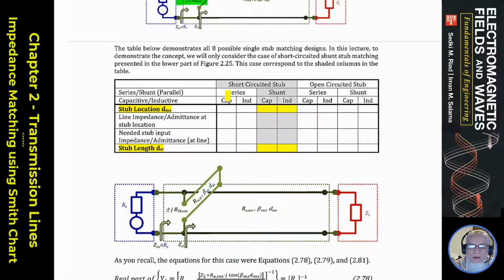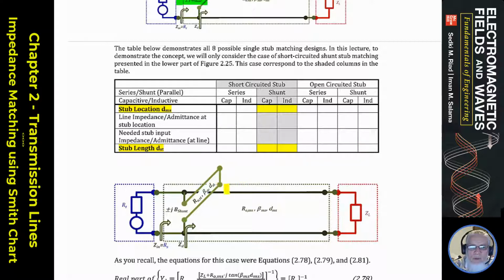There is a series stub or a shunt stub, and for each one of those it is either capacitive or inductive, and that could work out for the short circuit stub or the open circuit stub. You have 8 possible combinations. So I'm going to work out 2 of those with you and leave the rest for you to figure out, because they are not that difficult, they are quite similar.